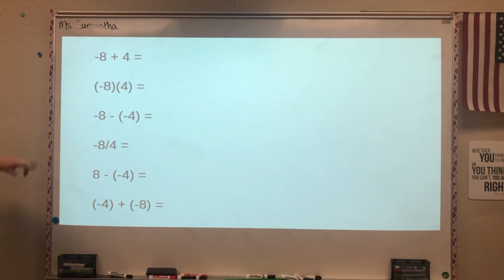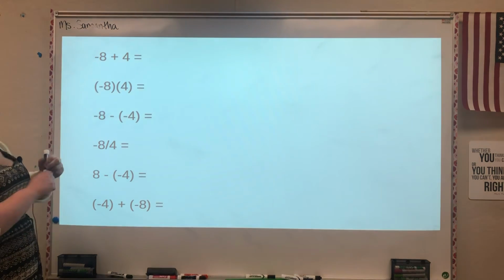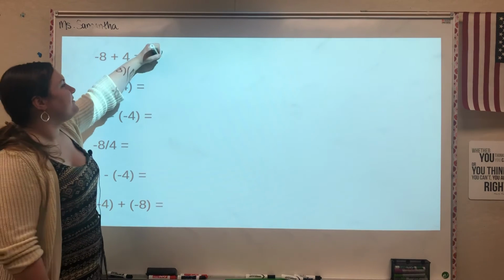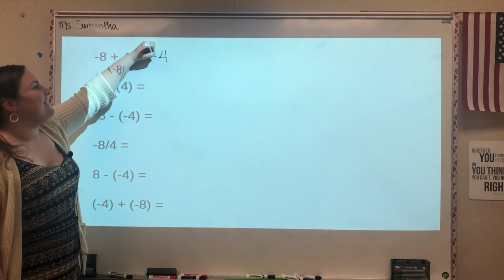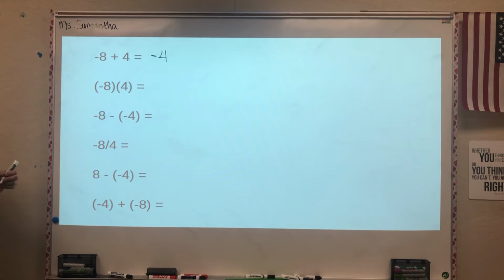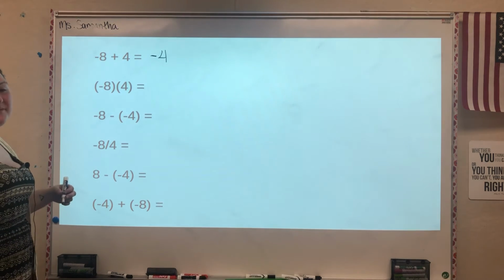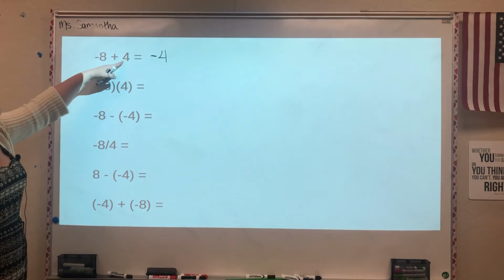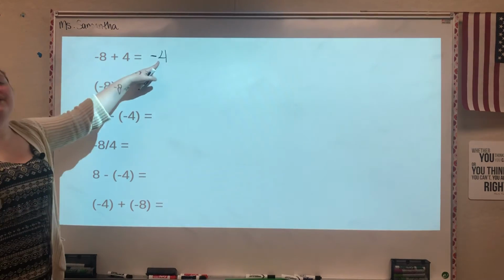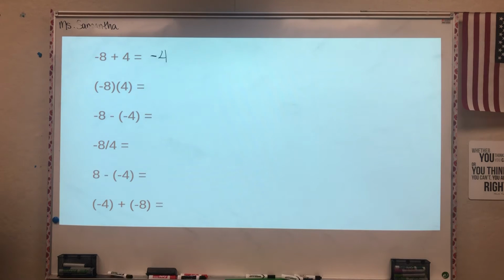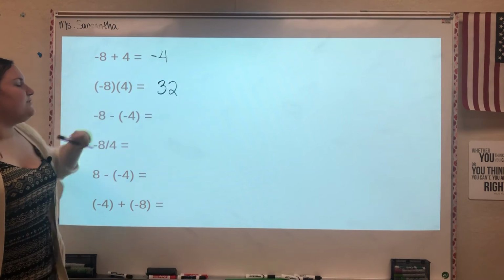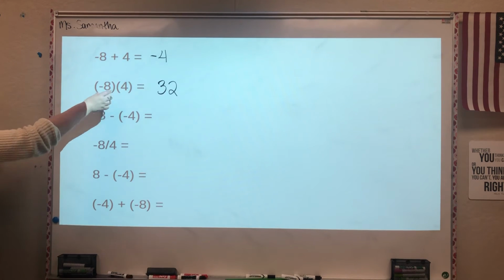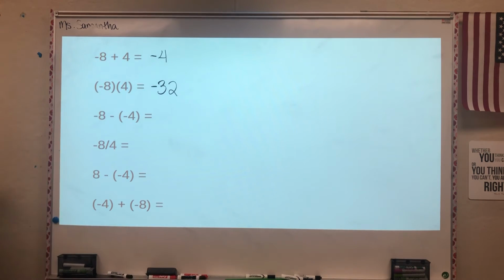Okay. This first one, they are different signs. So we want to subtract, which would leave me with 4, and keep the sign of the larger number. Again, you can also think about the addition and subtraction problems with money. I owe you $8, I have 4. Well, I'll give you my $4 and now I just owe you 4. The next one is a multiplication problem. I know 8 times 4 is 32, and we learned with multiplication, if the signs are different, the answer is negative.